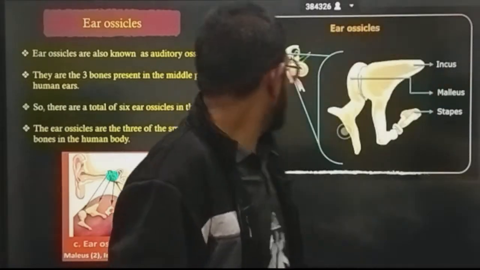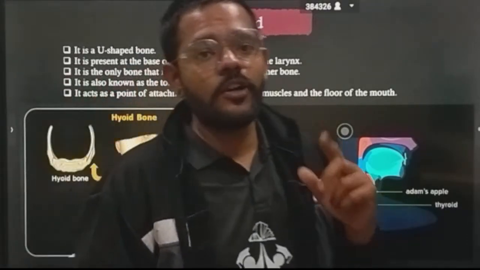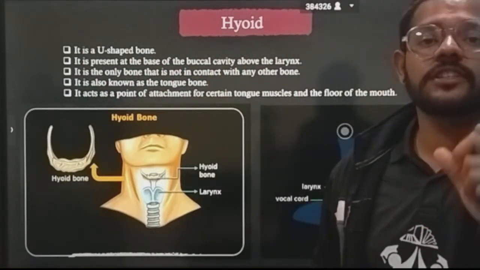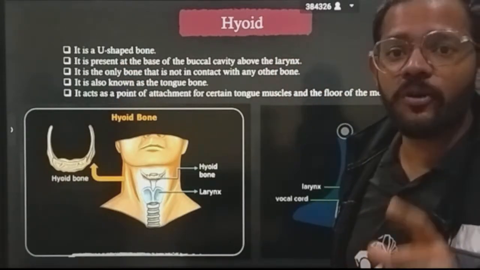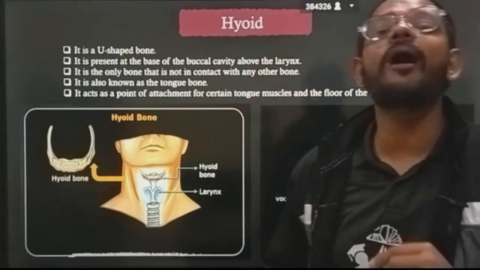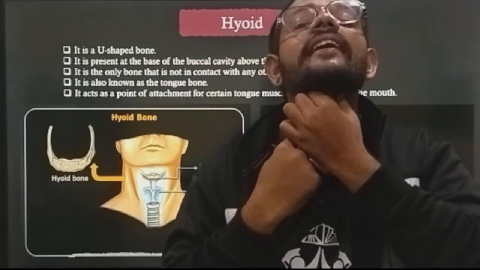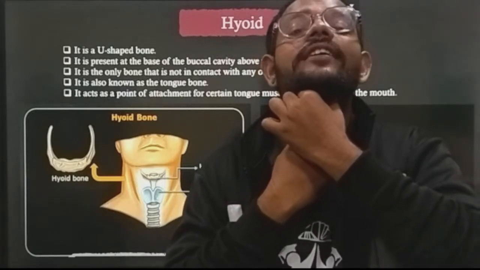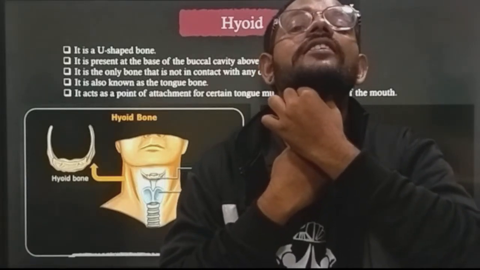Next one is your hyoid bone. It is also part of the skull. It is U in shape. It is present at the base of the buccal cavity, above the larynx, in this area of your neck. Where the neck starts, this is your hyoid bone region.